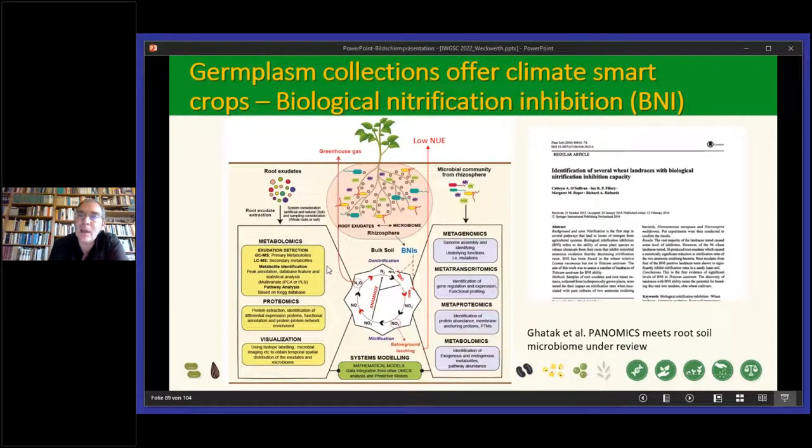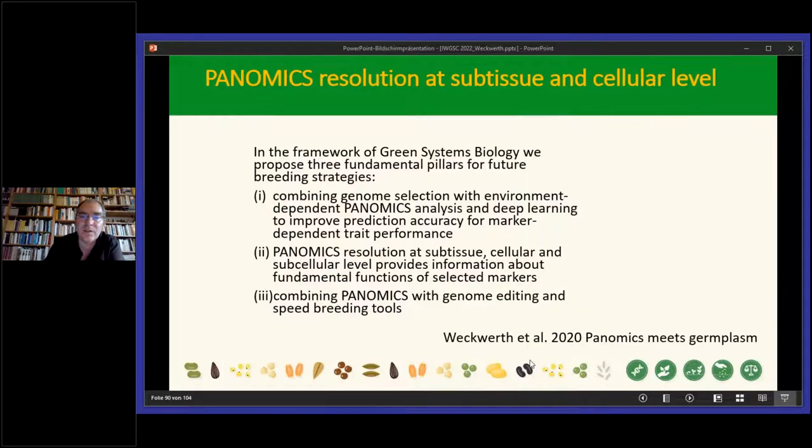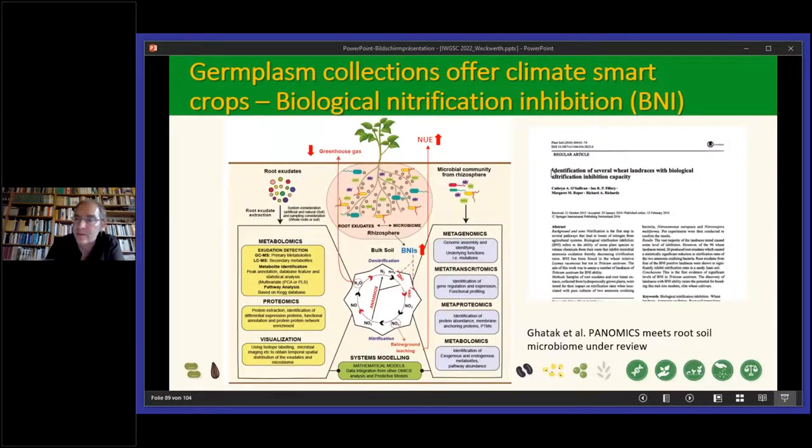This is something we can now apply in large germplasm collections. There are also indications that wheat landraces have biological nitrification inhibition capacity. So we can now apply our PANOMICS platform to this approach and try also to identify novel biological nitrification inhibition mechanisms to increase the nitrogen use efficiency and to decrease the greenhouse gas emissions. And so we can actually address also this nitrogen fertilization process in sustainable agriculture.